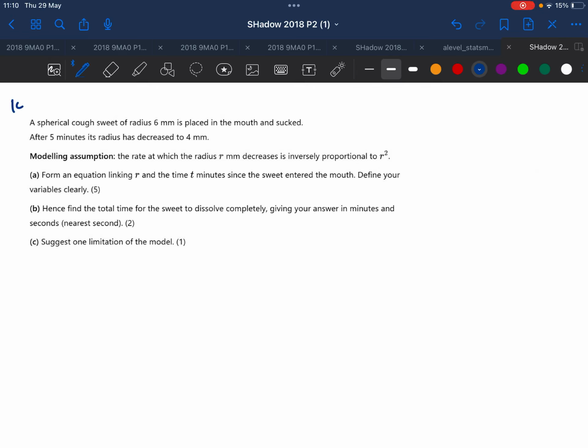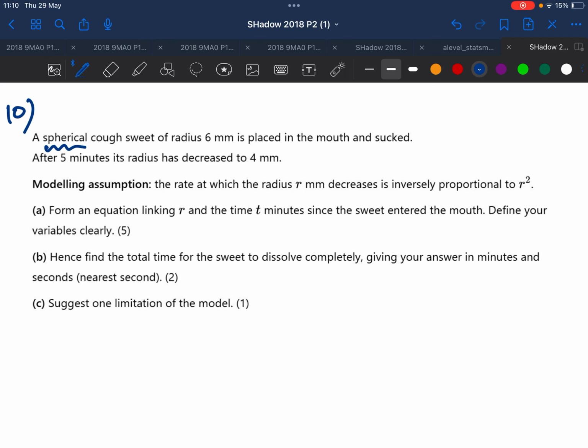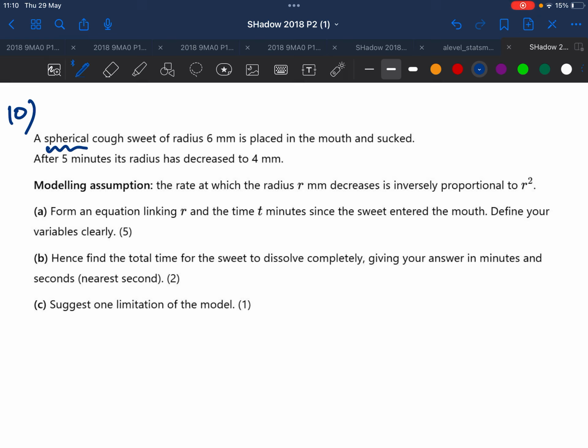So we're now up to question number 10 as a shadow for 2018 paper 2. It says a spherical, okay, it's going to be a keyword, cough sweet of radius 6 millimeters is placed into the mouth and sucked. After 5 minutes, its radius has decreased.